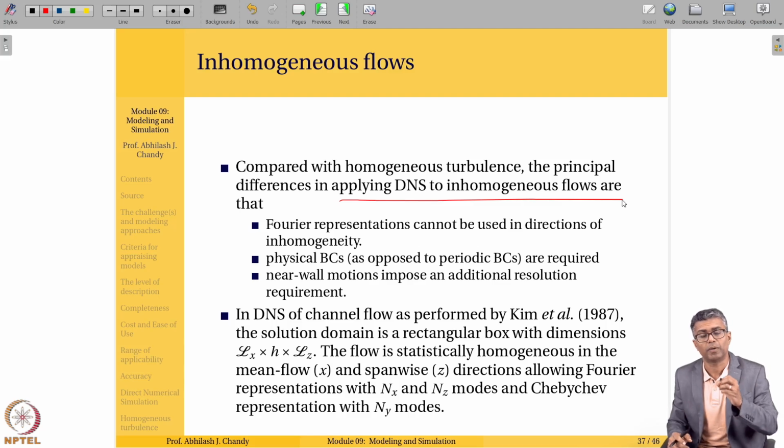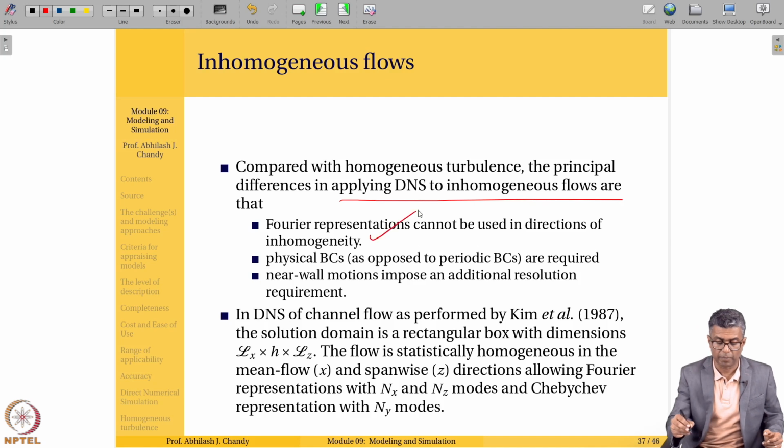There is no flow in reality that is like this. No application flows are like that. So that means we are talking about inhomogeneity. So the Fourier representations won't be appropriate because they are not periodic. So that is one thing.